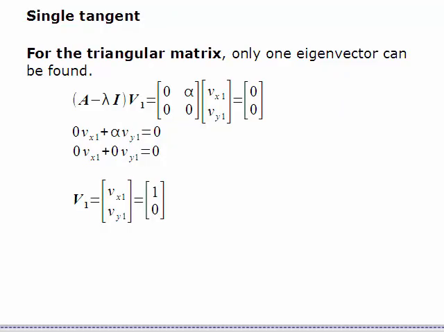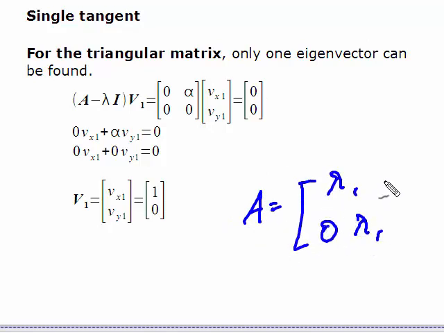Now we'll look at the case of the single tangent. In the single tangent pattern, we cannot find another linearly independent eigenvector. And this occurs also when you have two identical eigenvalues and you just can't find the second eigenvector. So the canonical example again is a triangular matrix, so I'll write that again here. So A was, we had some entries here, and we had an off-diagonal entry that was non-zero.